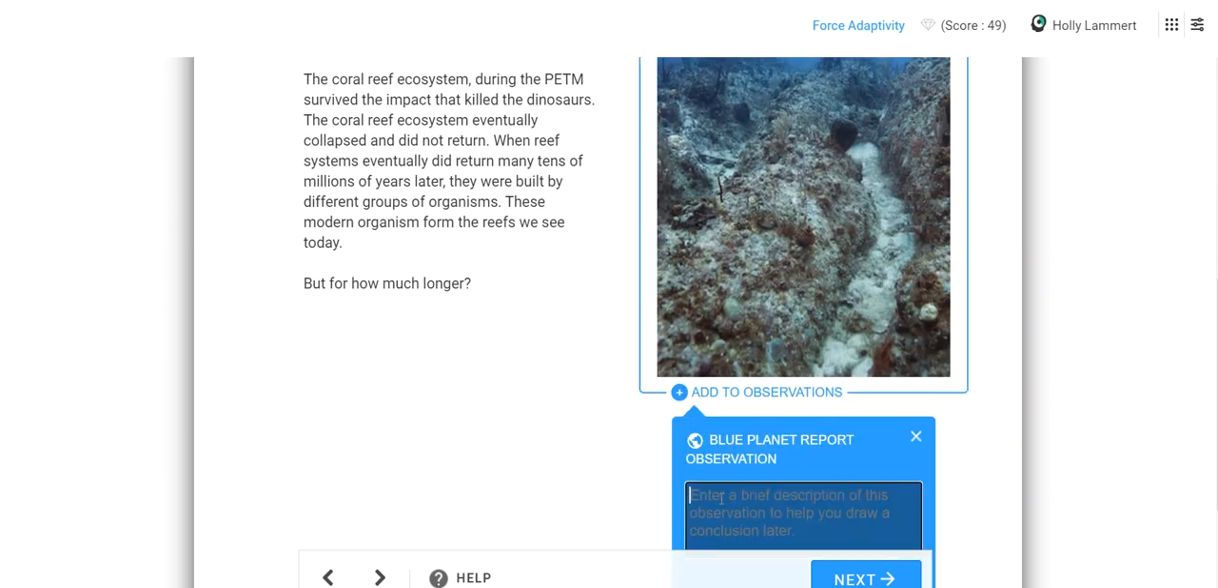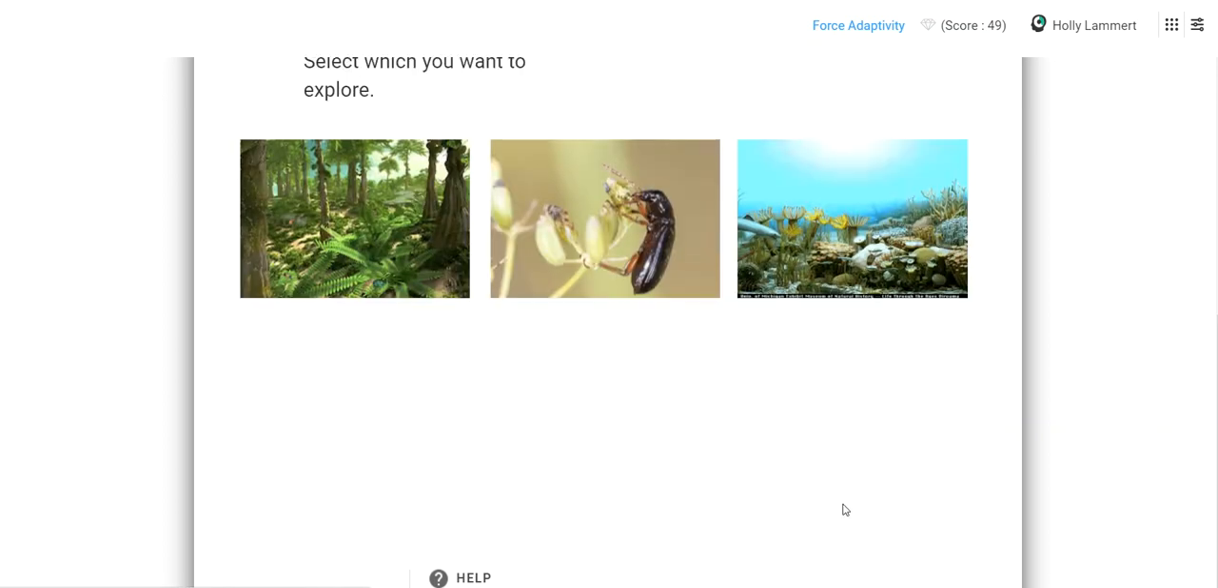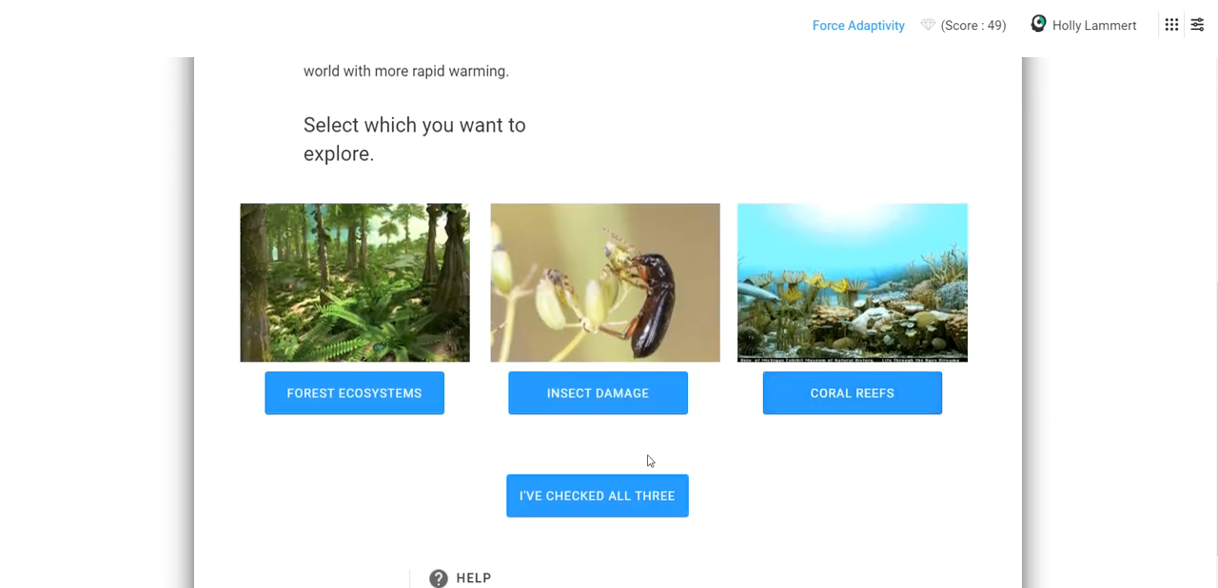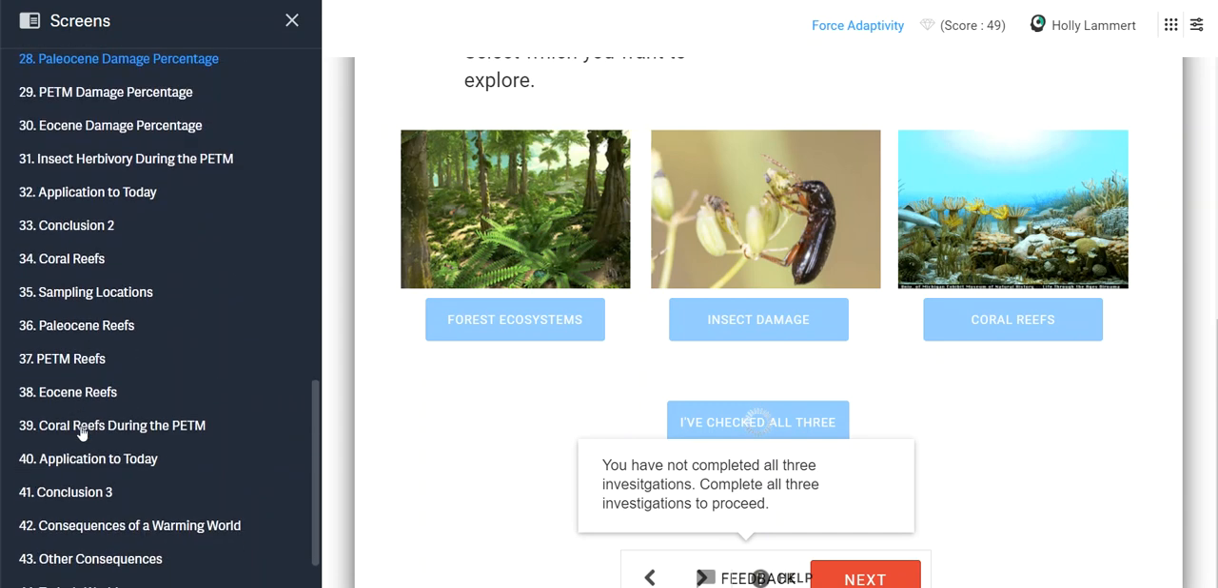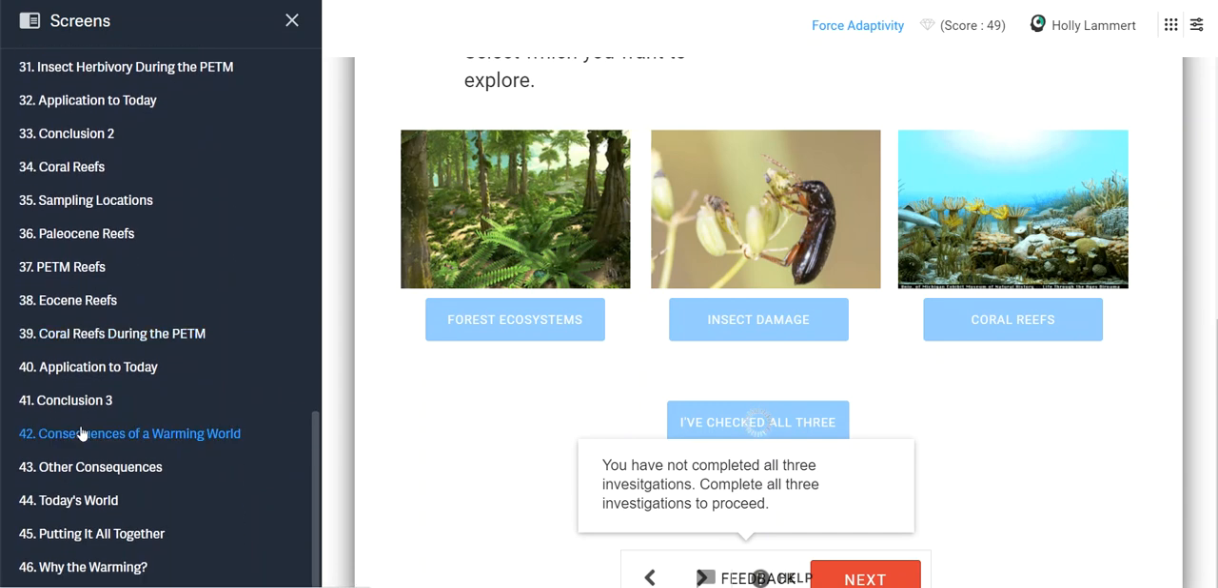Okay, so I'm going to add that coral reefs changed and did not recover due to the PETM. All right, so I've checked all 3. We've done it. Let's go, finally, here.